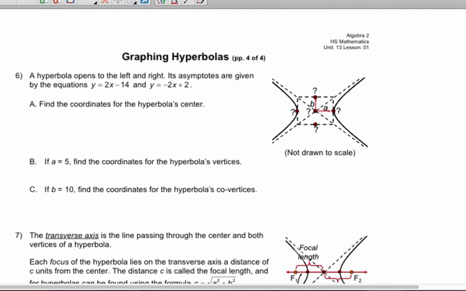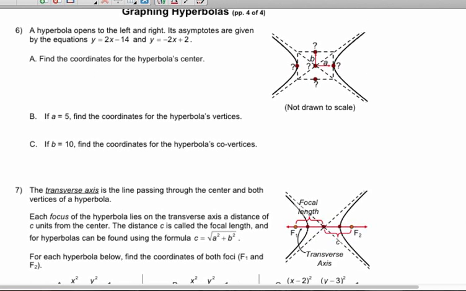All right, let's take a look at number 6. We've got a hyperbola here, and you're going to do number 7 as homework. Pages 2 and 3 are also work. So all we've got is a hyperbola that opens right and left, and they give us our asymptotes. We need to find the coordinates for the hyperbola's center. And the hyperbola's center is where they intersect.